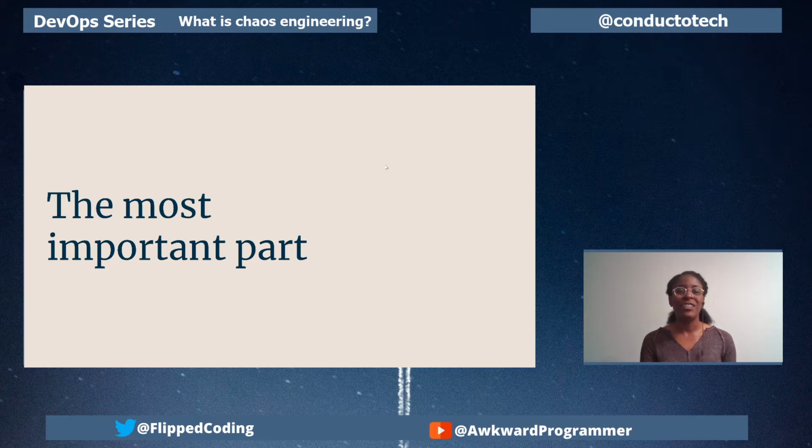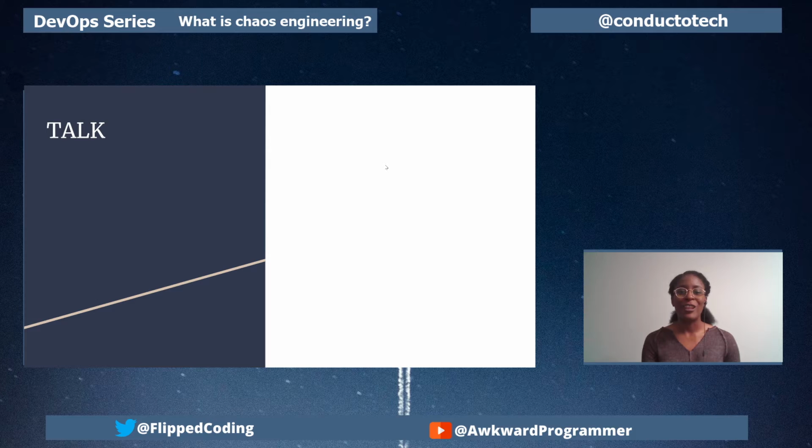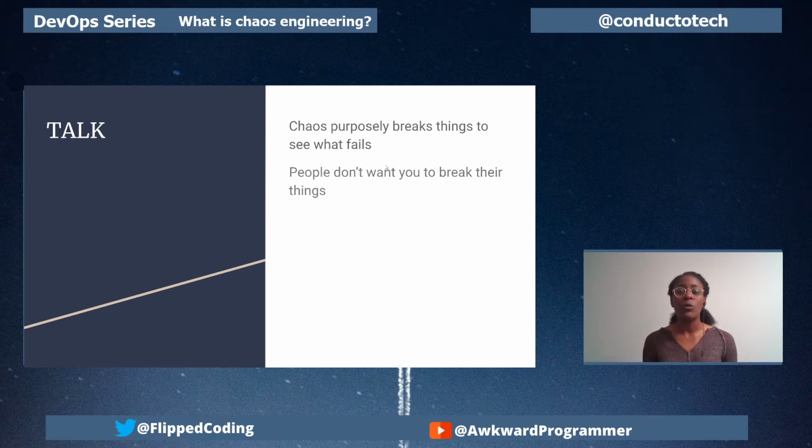Now that you have an idea of what chaos engineering is and why we would use it in the first place, let's talk about the most important part of chaos engineering, and that would be talking. So, chaos engineering means that you purposely go into your system and break things to see what happens. And a lot of people don't like that. Nobody likes it when you go into the system, when you go into the code, and you just start breaking things. People don't want you to break their stuff, and chaos engineering does just that.